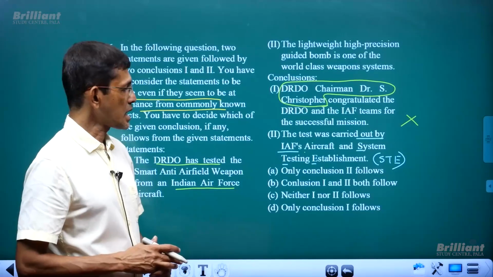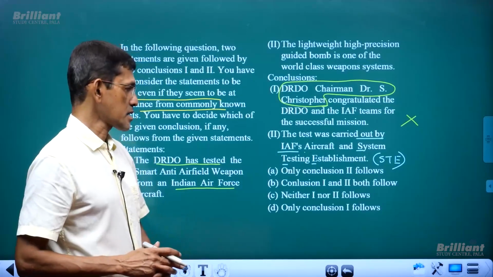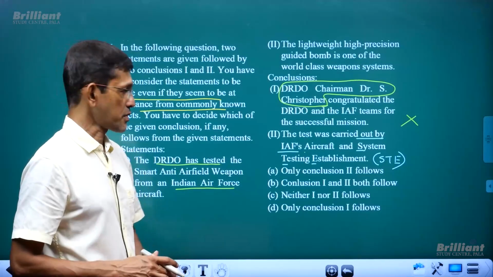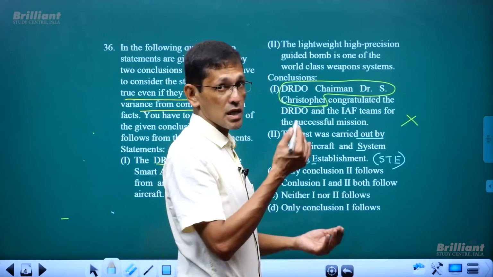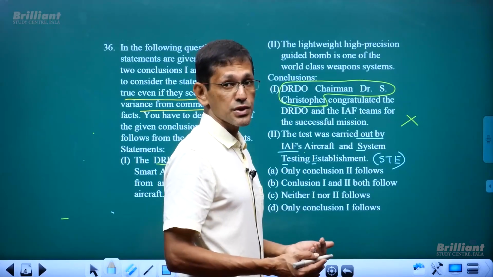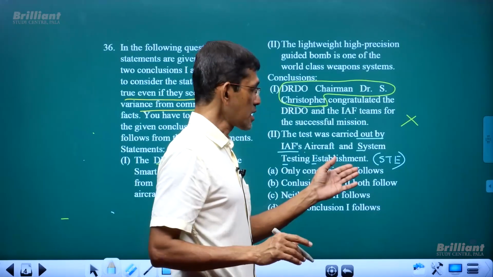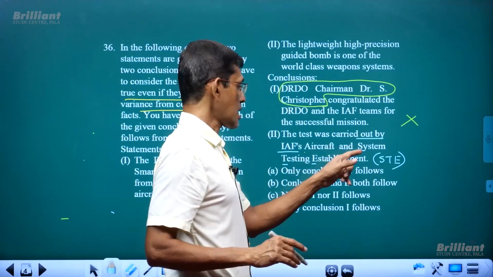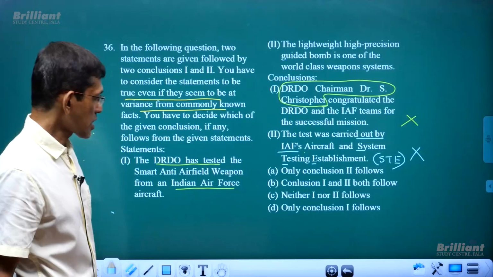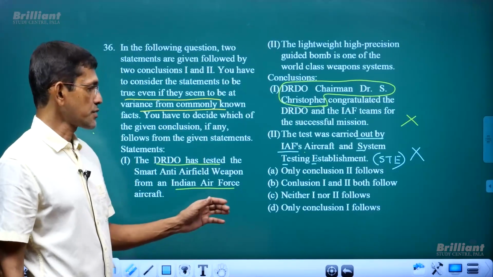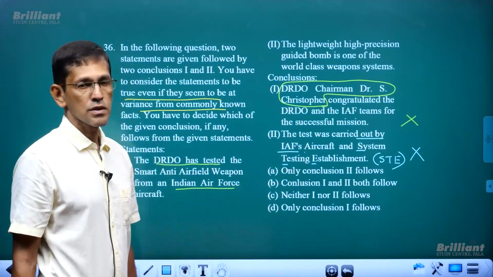So we cannot really consider, well, we know that the first part is correct, IAF's aircraft, and the system testing establishment, that second part we are not sure about. So if you are not 100% sure about it, don't go for any kind of guesswork in this kind of conclusion and statement type questions, because if you go for guesswork, you get a wrong answer. So here, we cannot guess that it is done by the system testing establishment. So it doesn't follow. Both conclusion 1 and 2 do not follow. So the answer is what? Neither 1 nor 2 follows. So this is the answer.